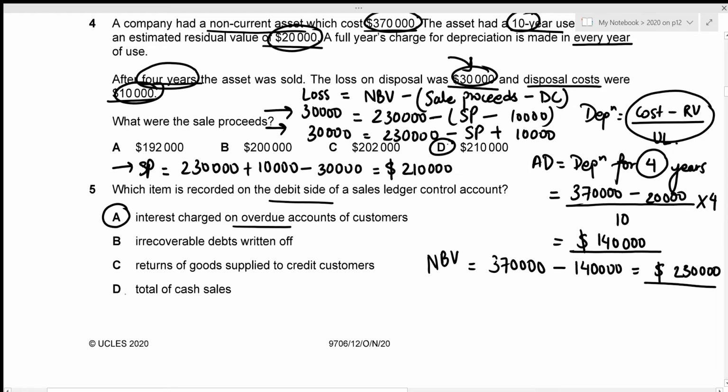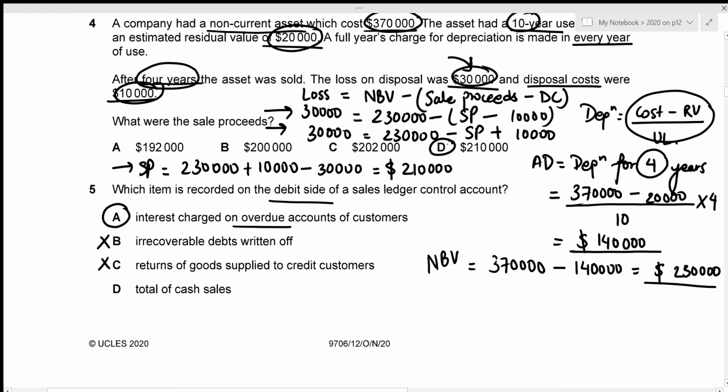Let's have a look at the remaining options as well. The second one is irrecoverable debts written off, which is recorded on the credit side. So that is obviously incorrect. Then we have returns of goods supplied to credit customers. So that's basically sales returns, which is again recorded on the credit side of a sales ledger control account. So this is incorrect as well.